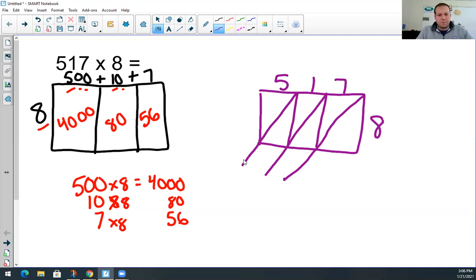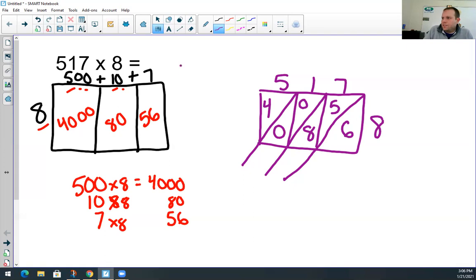When you're creating your lattice boxes, just make sure that you're cutting them in half from the top corner to the bottom corner. As you can see, mine are not as beautiful as the work that we did in class when they were already created for us. Just do your best, okay? 7 times 8 is 56. 1 times 8 is 8. And 5 times 8 is 40.